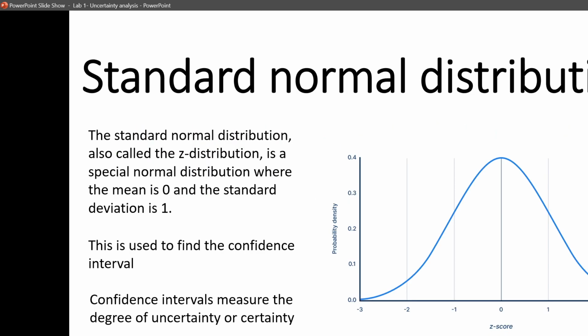And that method is called the standard normal distribution, or z-score method. Statisticians have come up with a standard normal distribution. What is a standard normal distribution? It's a normal distribution whose mean is 0. See, it goes to negative infinity and positive infinity from both sides.